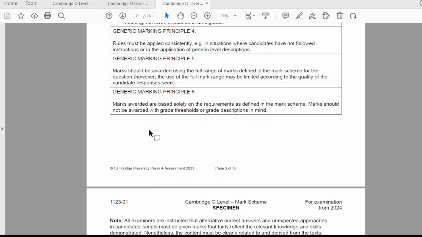And lastly, marks awarded are based solely on the requirements as defined in the marking scheme. Marks should not be awarded with grade thresholds or grade descriptors in mind. So again, for the examiner, grading according to the marking scheme and nothing else. These were the generic marking principles, and just so you know, these are the same for paper 1 and paper 2, so they're applied throughout.